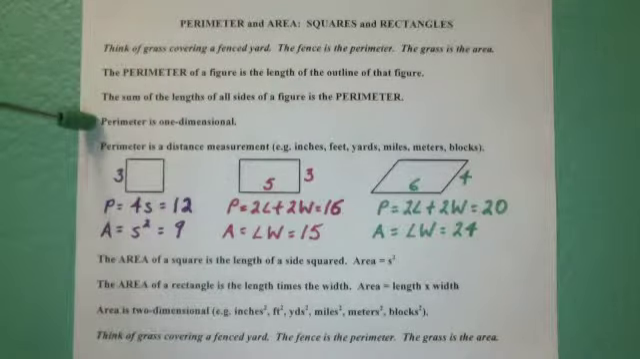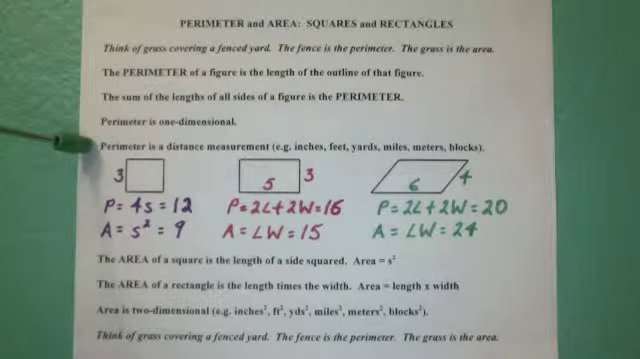Perimeter is one-dimensional. Perimeter is a distance measurement. For example, inches, feet, yards, miles, meters, blocks. Let's find the perimeter of these three figures.